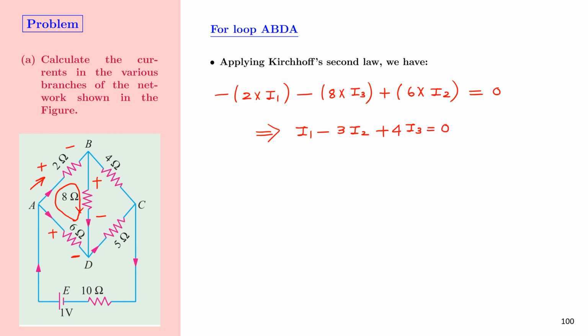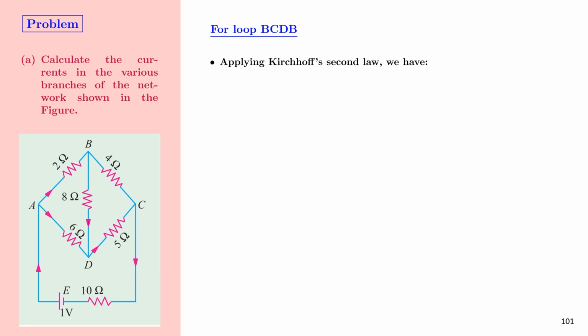This is the first equation. For the second equation, we will consider the loop BCDB, and we will analyze the circuit in the clockwise direction. The various polarities in the circuit have to be marked first. In the case of the 4 ohm resistor, the side near node B will be positive and node C will be negative.